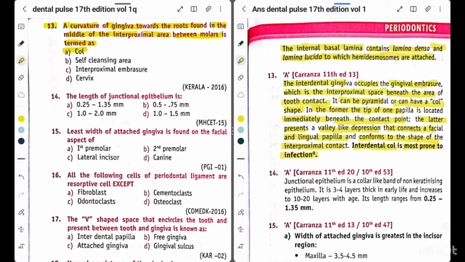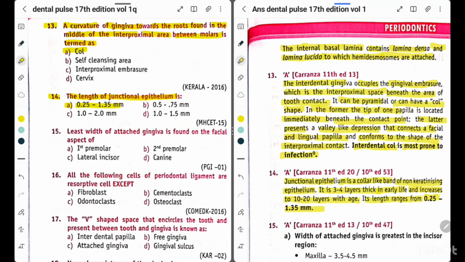Okay. Now question 14. The length of junctional epithelium is? So its answer is option A, 0.25 to 1.35 mm. Junctional epithelium is a collar-like band of non-keratinizing epithelium. It is 3 to 4 layers thick in early life and increases to 10 to 20 layers with age. Its length ranges from 0.25 to 1.35 millimeter.